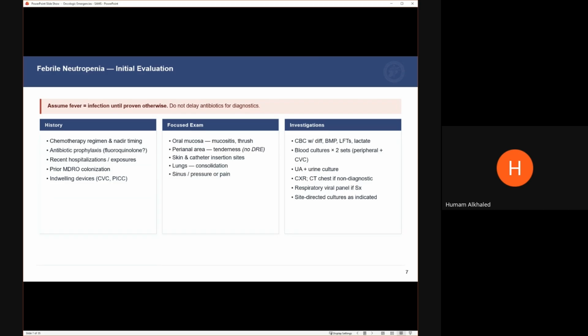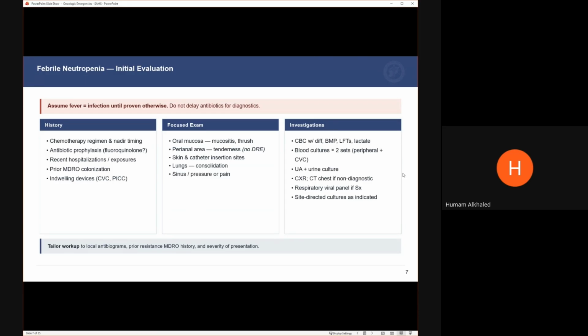And in terms of the investigation, these are obtained alongside antibiotic initiation, and this is where we get the blood counts, CBC, CMP, lactate. We want to get blood cultures. We'll talk about that in a second. Any urine cultures, chest X-ray, not always diagnostic, but CT can be diagnostic. Respiratory viral panel, especially with all the upper respiratory viral infections that are going on, and site-directed cultures as indicated if there's a skin infection and so forth.